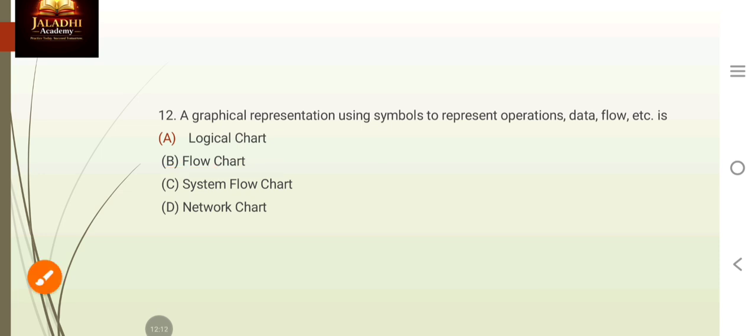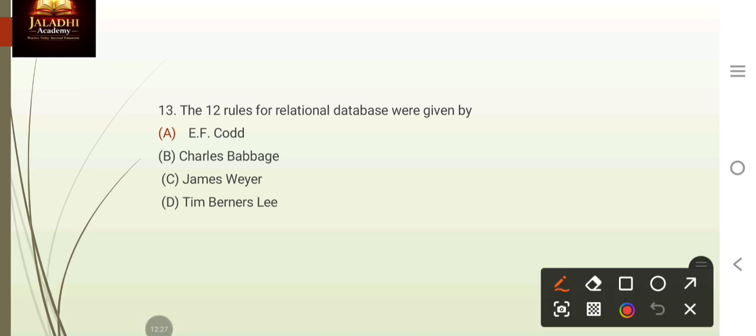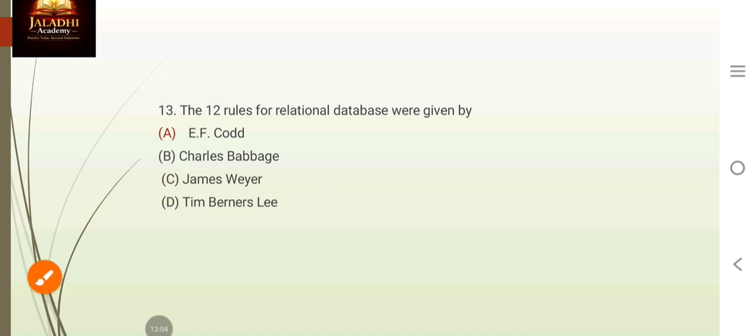Then question 13. The 12 rules for relational database were given by. Let's see option-wise. Tim Berners-Lee invented the www, the website. James Webb is not related to anything. Charles Babbage is the father of computer, a computer pioneer. Then E.F. Codd is the father of relational database, so he gave the 12 rules for relational database. So the correct answer is A.